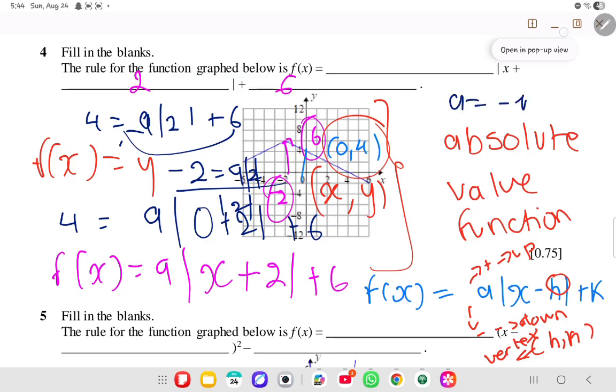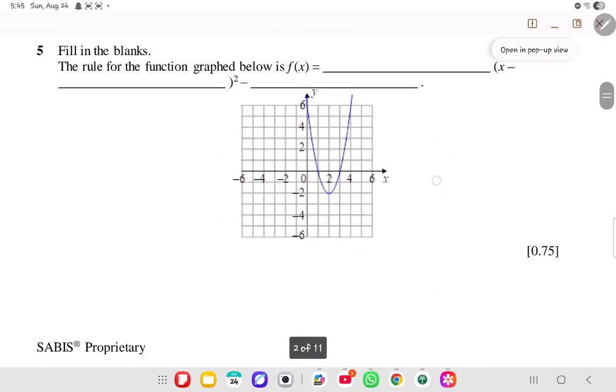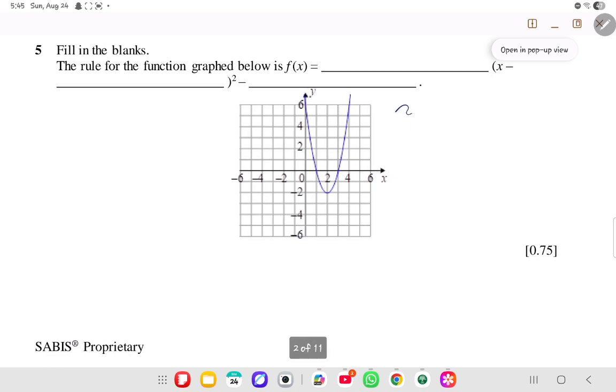So now we have it filled. It's going to be f(x) is equal to minus 1 times the absolute value of x plus 2, plus 6. Okay, that is it for question number 4. Same exact thing for question number 5. Only difference is that this is a parabolic function.